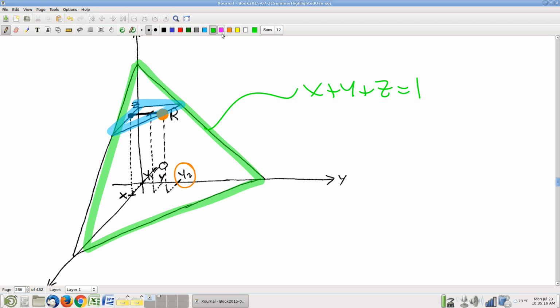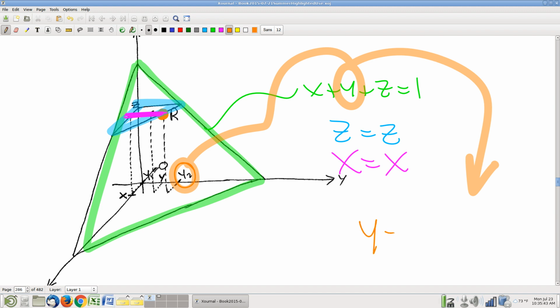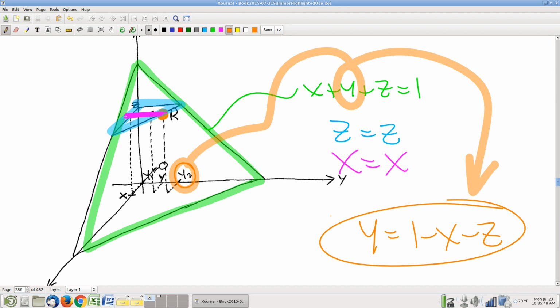So I'm just going to write down z equals z, and I've already fixed and chosen what x is. So on that x slice of the z slice, I know what x is. So I'm going to write that. So again, in here, I want to try to find the y coordinate of that point. So I need to solve for y, and y is 1 minus x minus z. Everybody happy? Any questions?